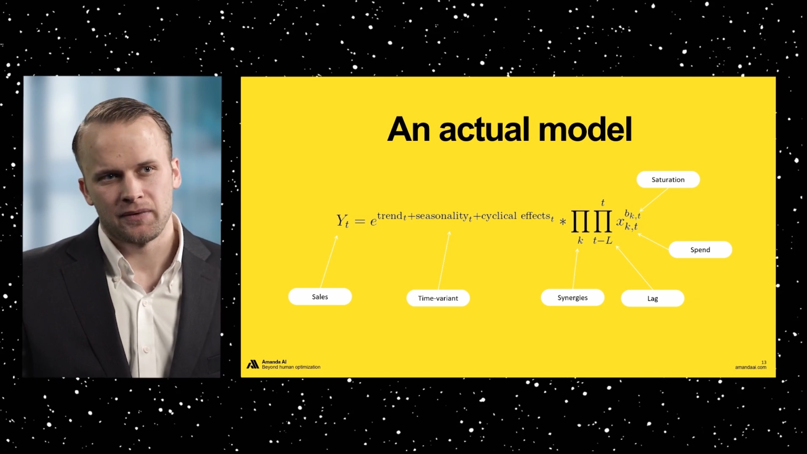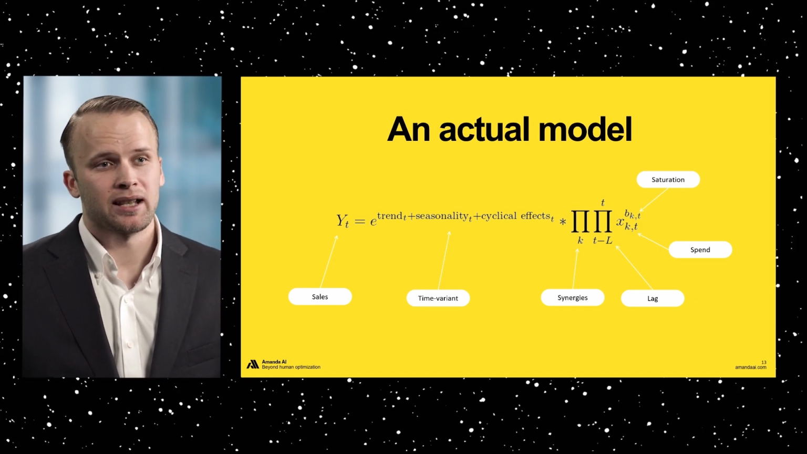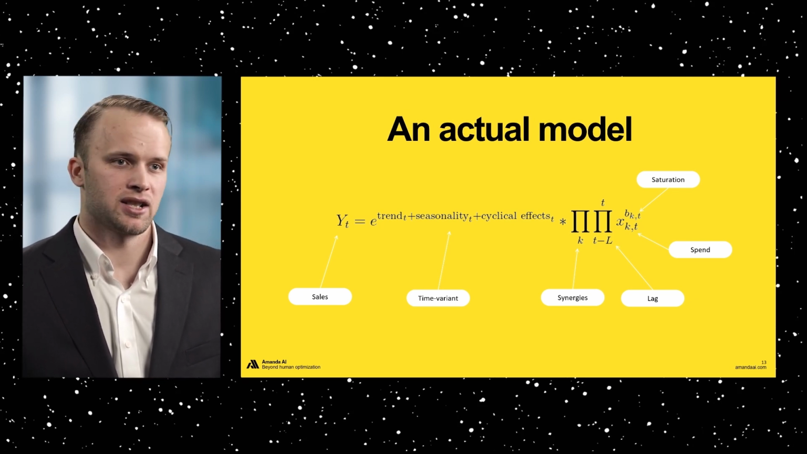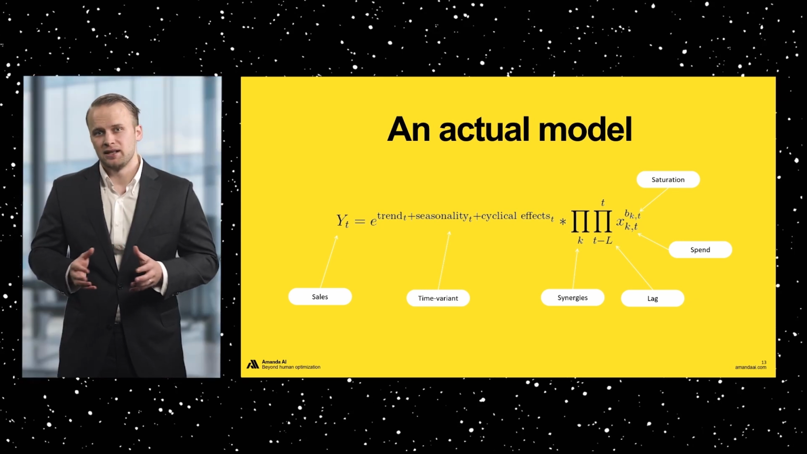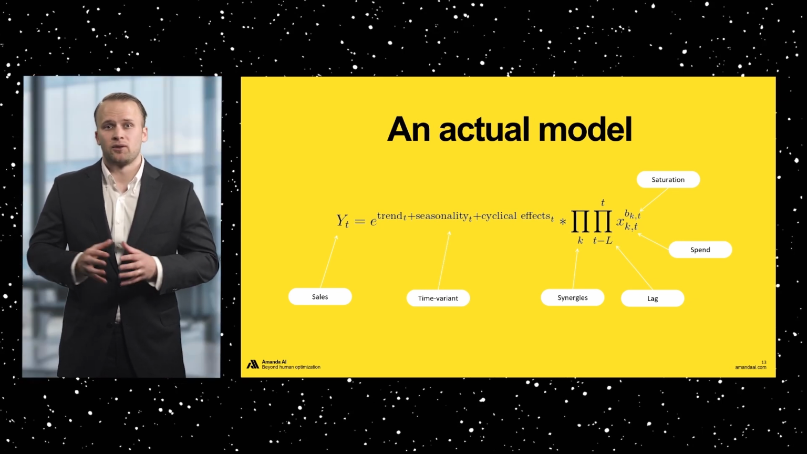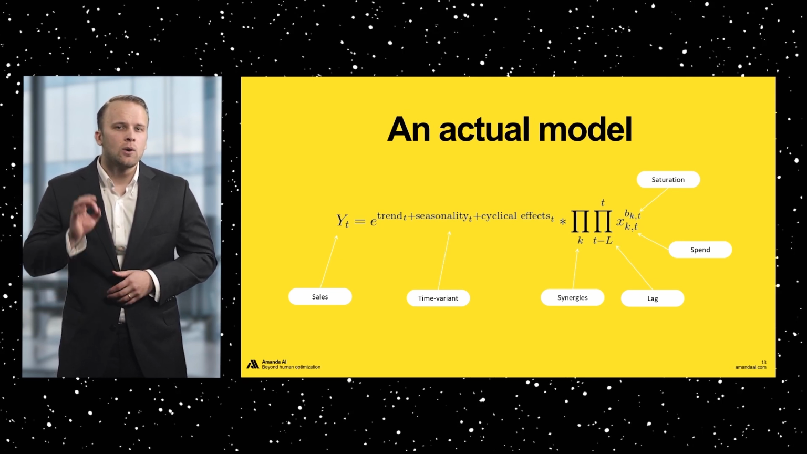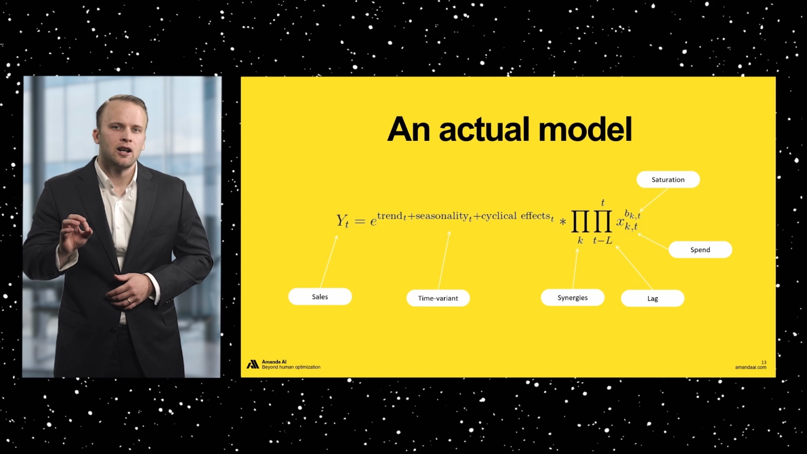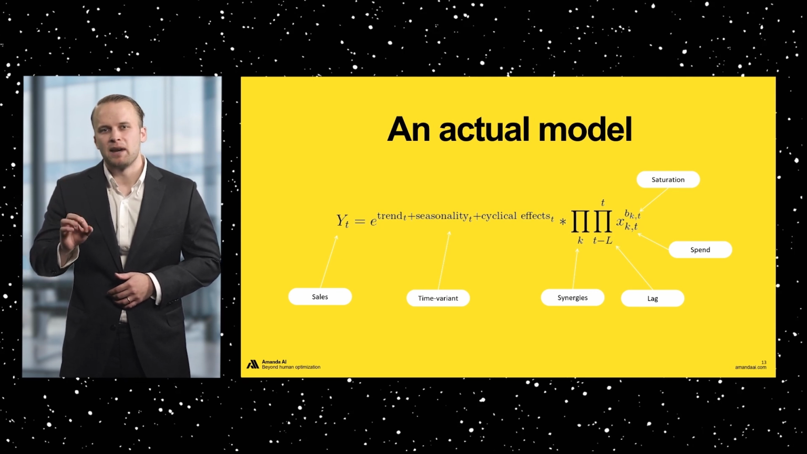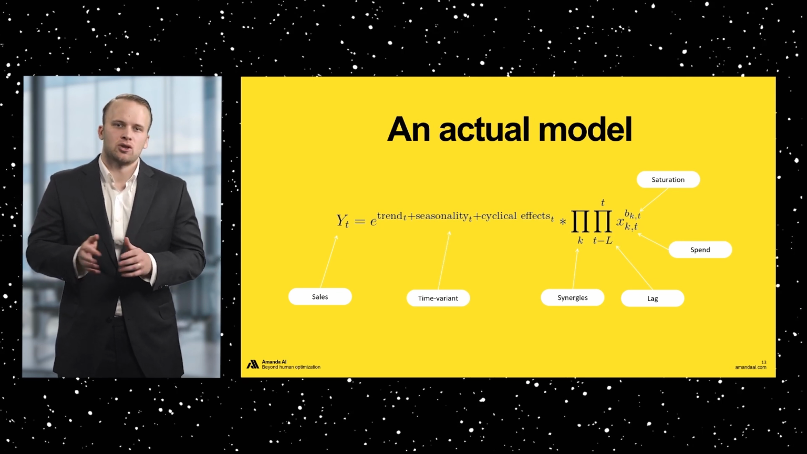And beta K represents saturation, helping us comprehend how saturated a marketing entity is. And spend denotes our marketing expenditure for a specific marketing entity K at time step T. In essence, all the effects we discussed earlier are encapsulated in this mathematical formula. In the end, we're dealing with an equation that's basically a mystery waiting to be solved.